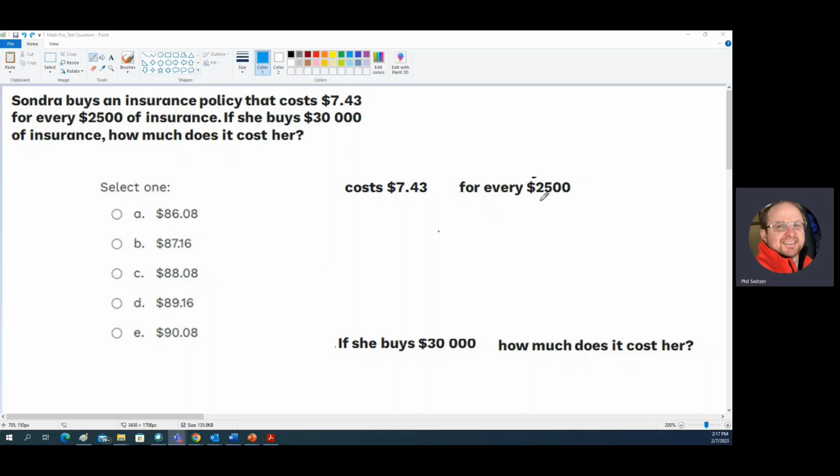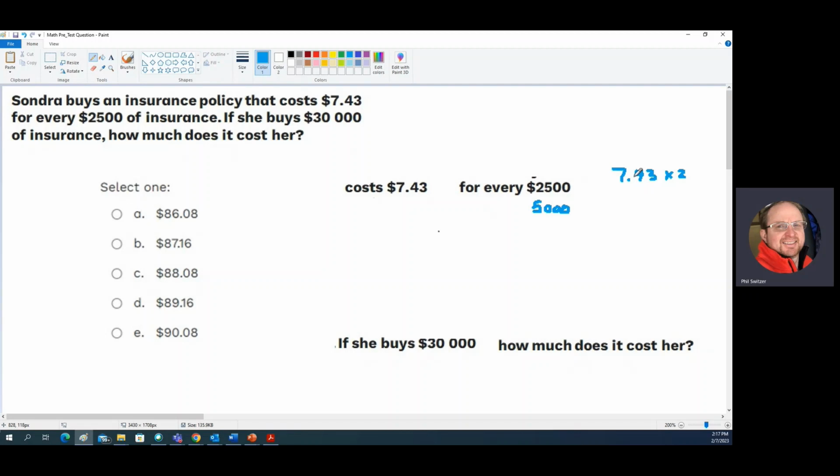In other words, if you were going to buy $5,000 of insurance, well, it would be double 7.43. So we just do 7.43 times 2. Not a number we can do in our head, but this is part of the GED where we can use our calculator. So do this along with me as well. You can actually pause the video and put the question right into your notebook. So pause it right now and write it as it is. You don't have to put the multiple choice answers, but just write that.